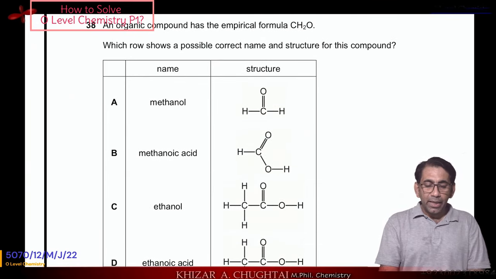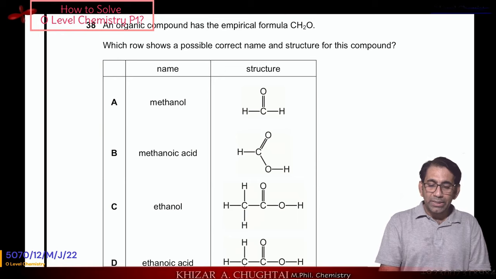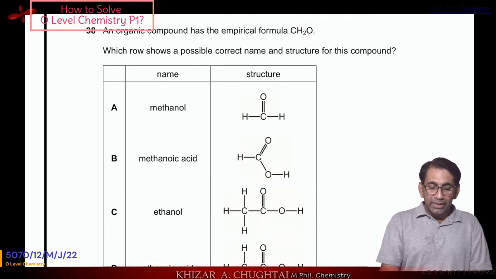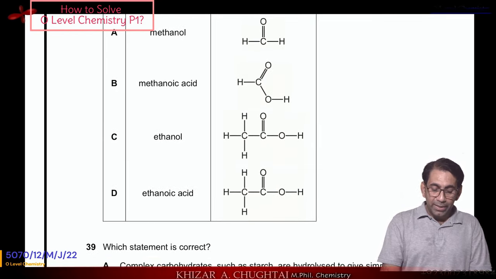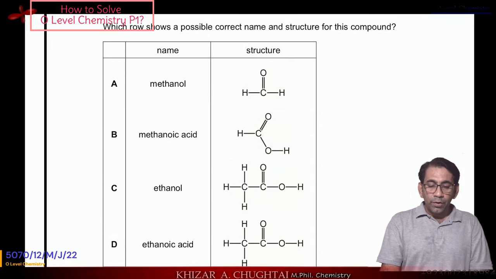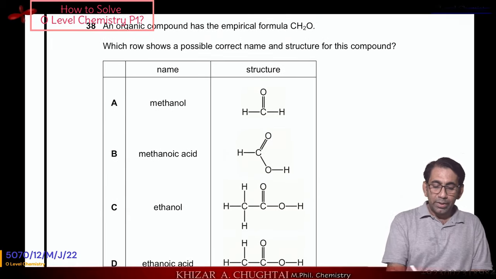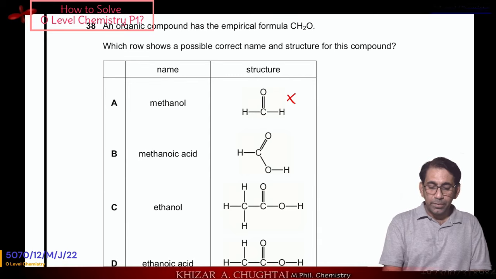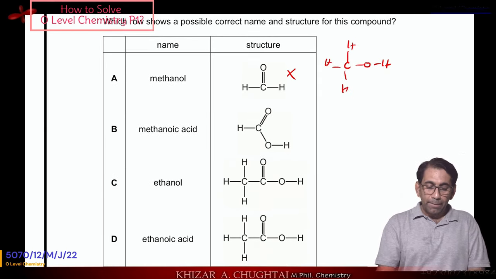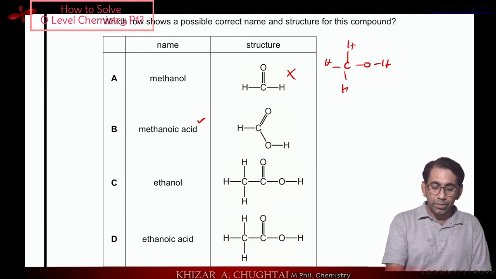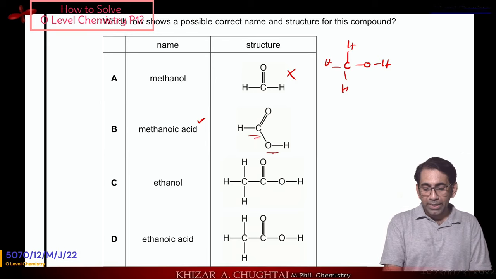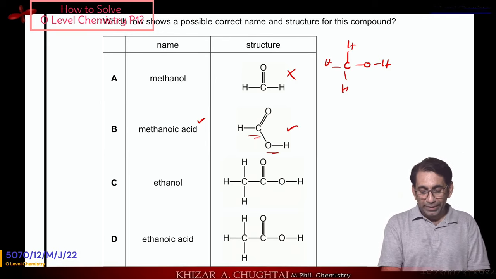Question number 38. An organic compound has the empirical formula CH2O. Which row shows the possible correct name and structure of this compound? Number one, methanol, methanoic acid, ethanol, and ethanoic acid. Methanol: it's not the formula of methanol. The formula of methanol is this one. Methanoic acid, yes, it is true. One carbon acid, it's the correct formula of methanoic acid.